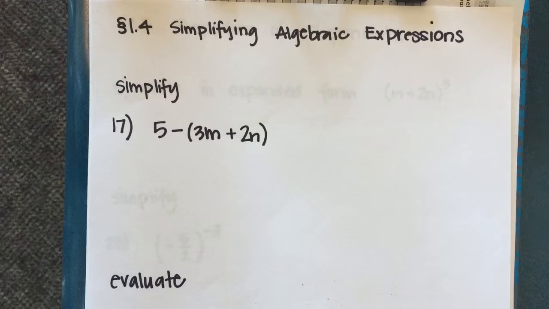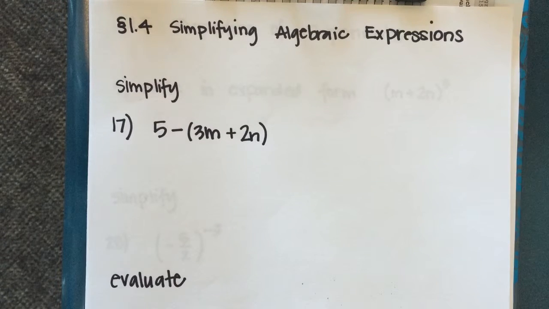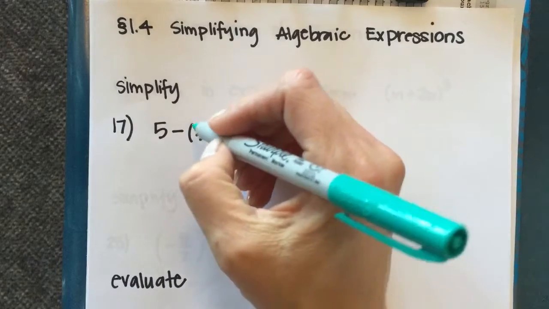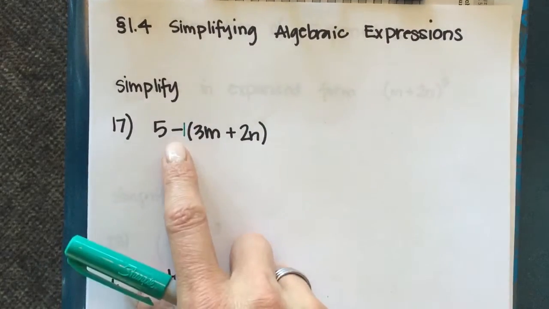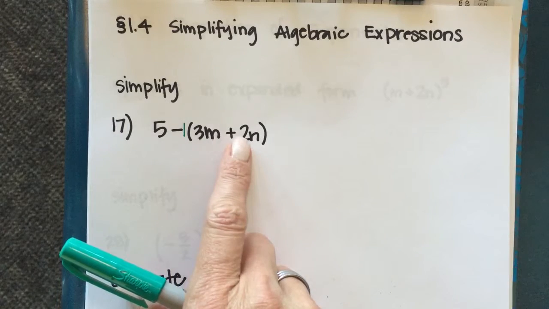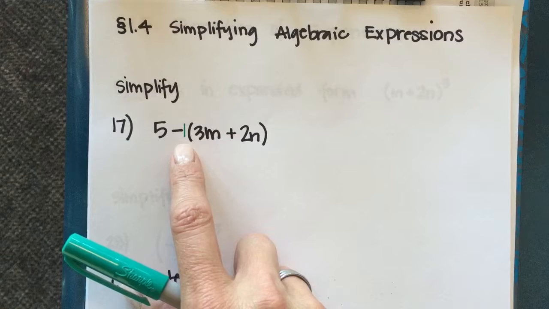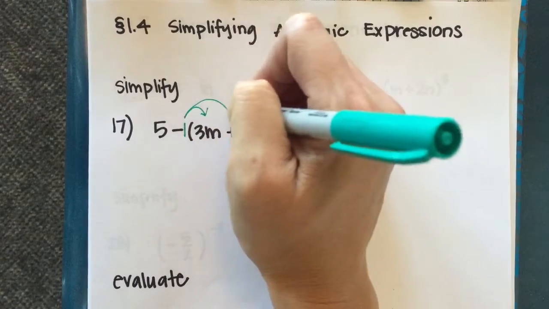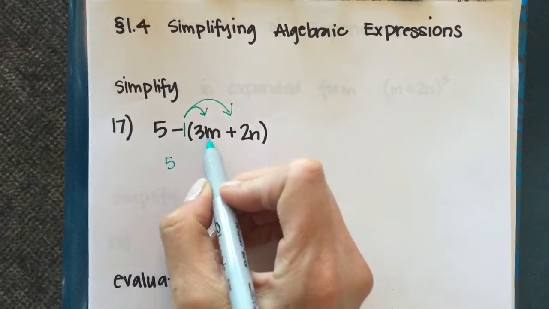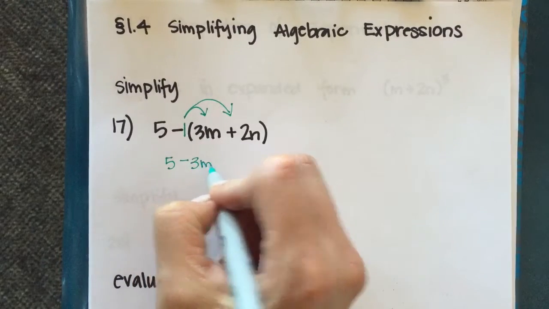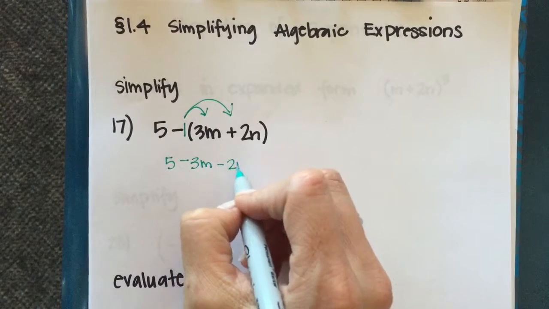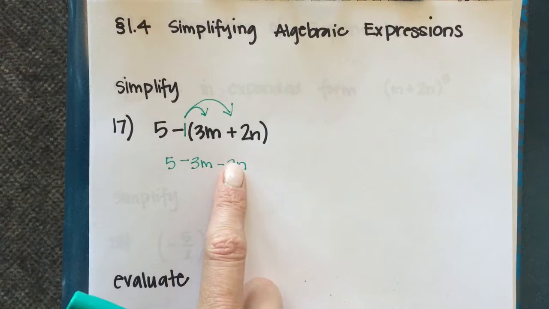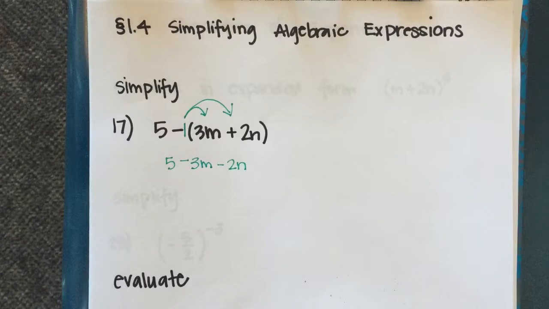Section 1.4, simplifying algebraic expressions. Number 17 just says to simplify. I put this one in here because you're subtracting, but there's really nothing there. So remember, if it helps to put a 1 there, you need to remember to distribute that negative sign. You're subtracting everything in the parentheses. So if it helps, you can put that as a -1, and then you are distributing the -1 through. So you get 5. -1 times 3 is -3m. -1 times 2 is -2n. There are no like terms. You have a constant, an m, and an n. No like terms. There's nothing to combine. That's as simplified as far as you can.